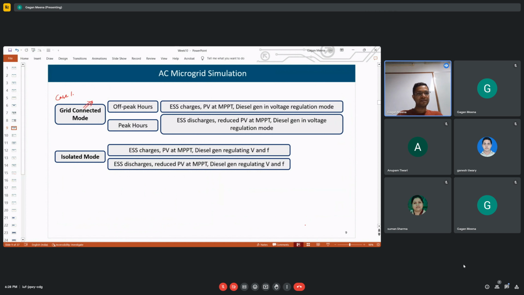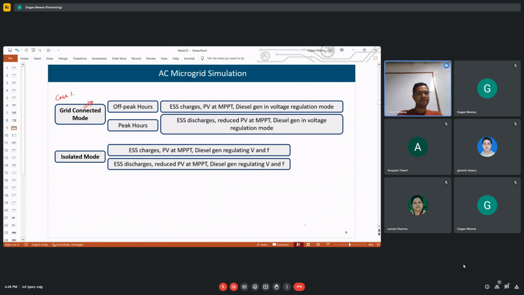So this CVC can be centralized as well as decentralized. Centralized will require communication, and decentralized will not require communication. Each one of them will have their own voltage regulation. Here we have seen three types of control, right? Centralized, decentralized, and the third one was distributed, which has the advantage of both of them.